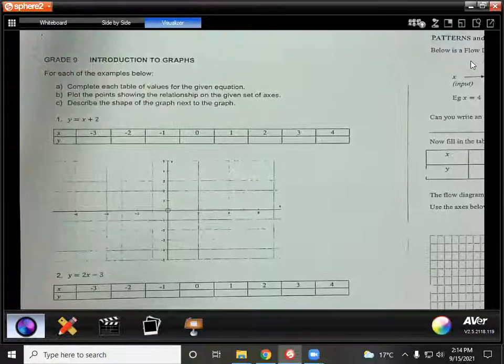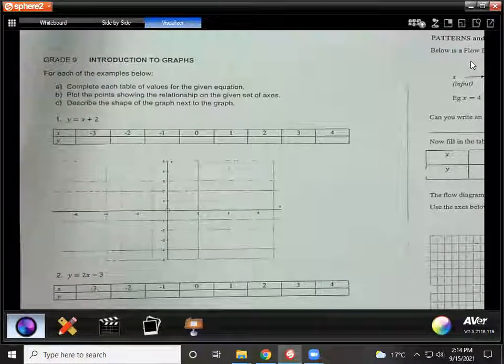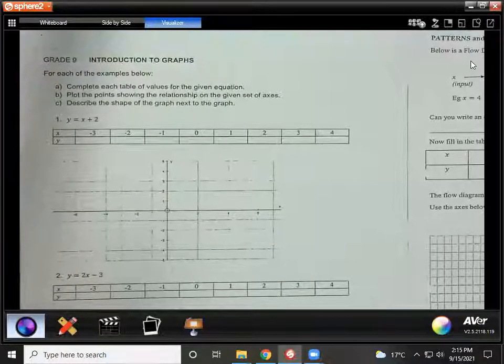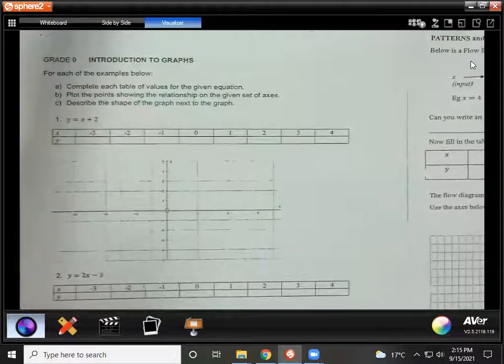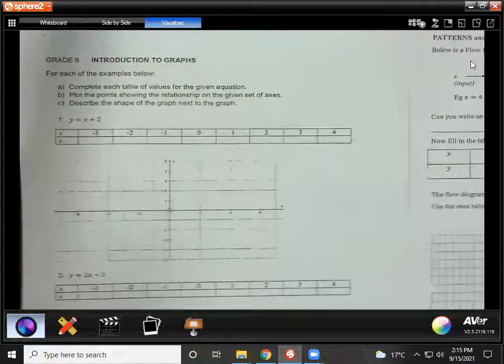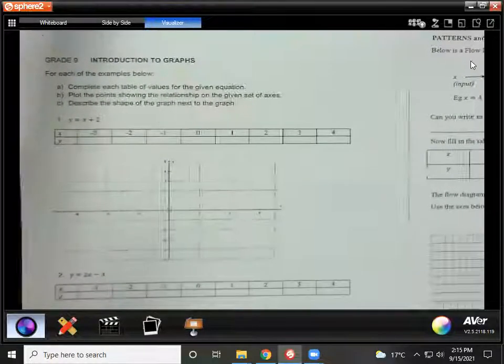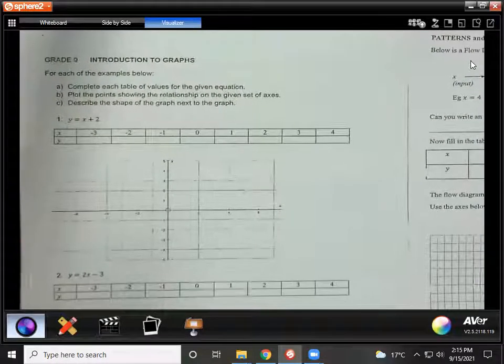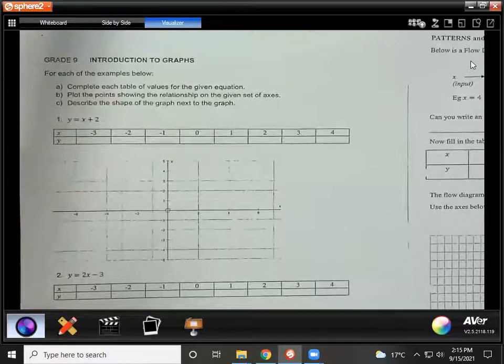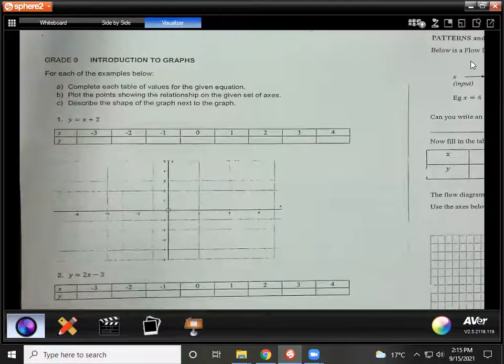Okay, over there, where it says introduction to graphs. Now we have done some graphs already. Okay, we've done vertical and horizontal lines. The types of straight lines that we're going to do now are the skew ones. Okay, the ones that aren't perfectly vertical or perfectly horizontal, they obviously are a bit more complicated than the ones that we've done so far.